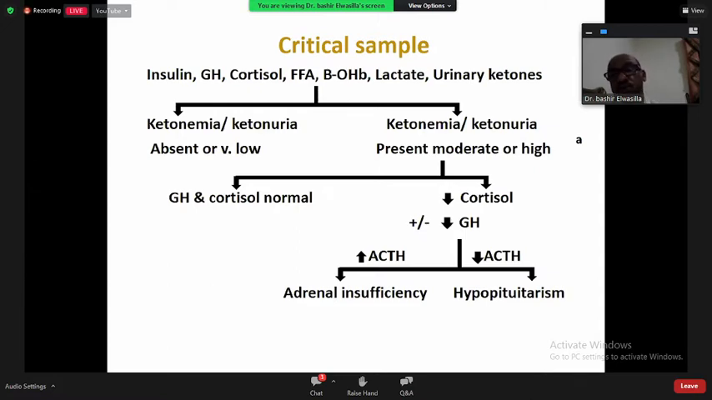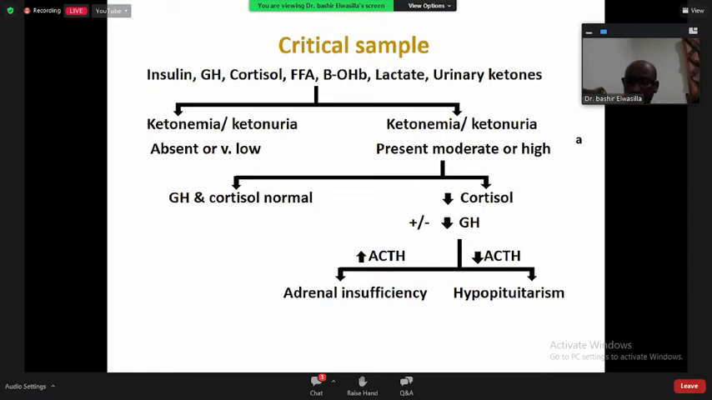But if there are moderate or high ketone bodies present in the urine or blood, you have to take growth hormone and cortisol levels. If you find the growth hormone and cortisol are low, you have to do an ACTH stimulation test. If you find low ACTH, think about hypopituitarism. If you find high ACTH, think about adrenal insufficiency, because that is the straightforward way to reveal the difference between a higher center, pituitary problem, and an adrenal issue: the ACTH stimulation.